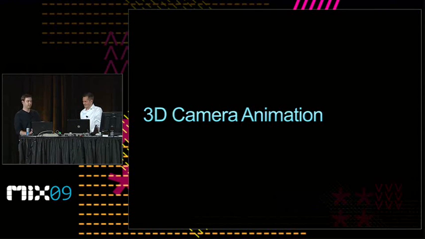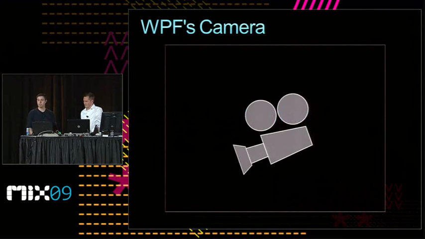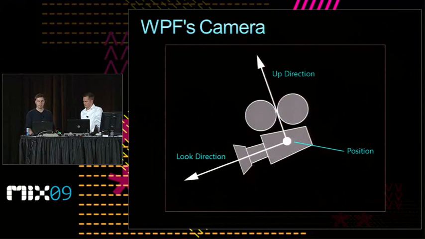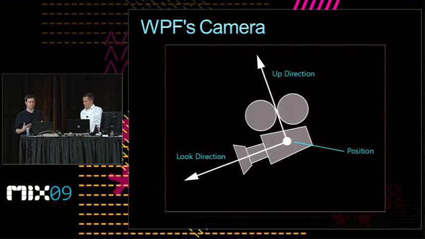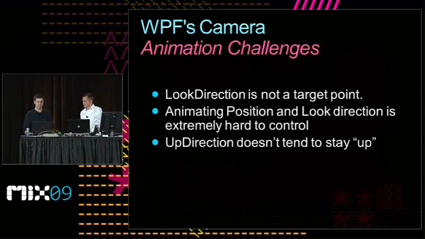So, the 3D camera animation. WPF's camera has a position, a look direction, and an up direction. This is a good starting point, but we ran into a lot of difficulties trying to animate it. There seem to be two approaches. The first is to move the camera by its position, and when you want to look at some place, calculate a new look direction. Well, we found that animating the position and the look direction at the same time became quite hard. It's hard to control, hard to get the results we were looking for.